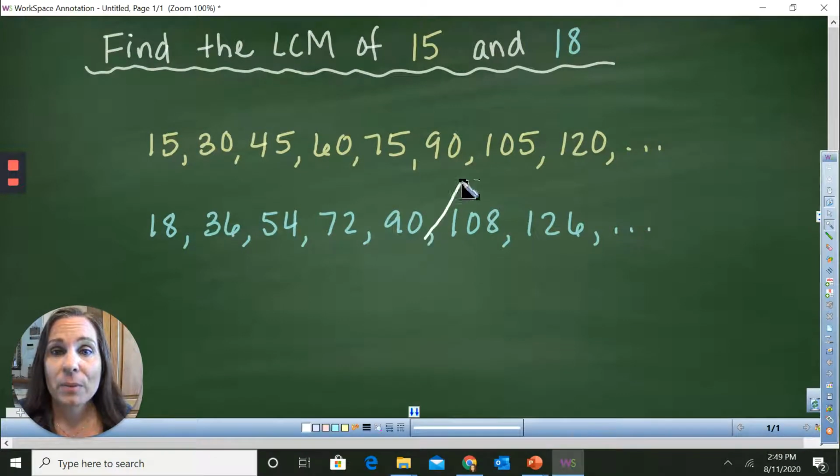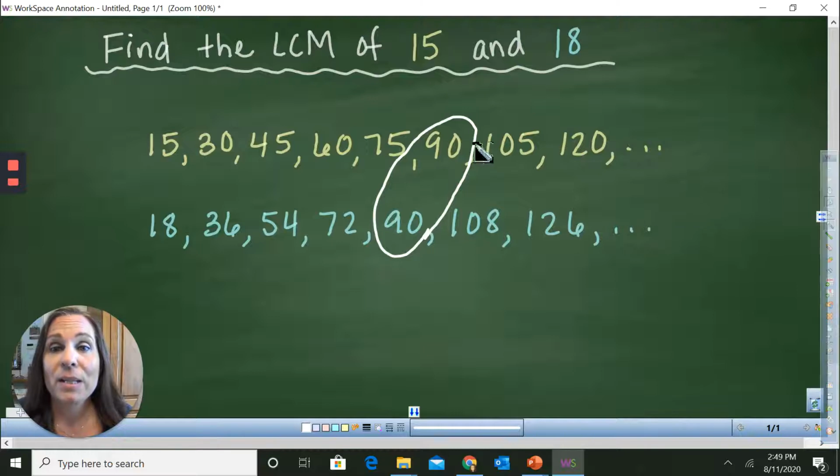So in this problem, 90 is the only number that appears on both lists. If I keep going, they will have other common multiples, but 90 is the first one. So that's the least common multiple of 15 and 18.